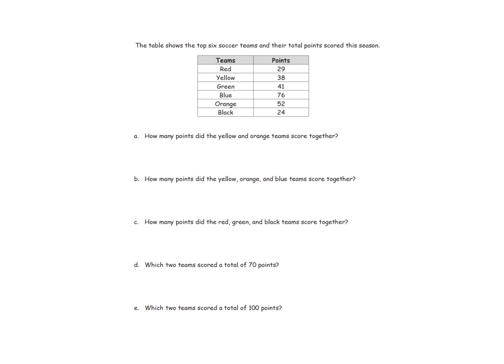So we are going to add those 2 numbers. 38 plus 52 equals 90. When we're doing a question like this, we also want to make sure that we are labeling. So not only does 38 plus 52 equal 90, it also equals 90 points to answer our question.